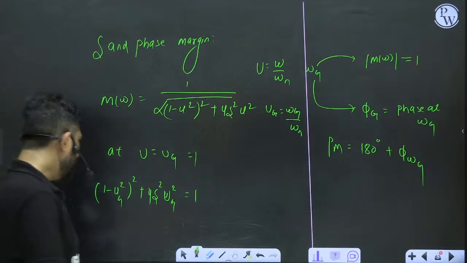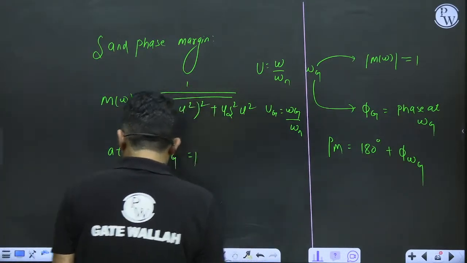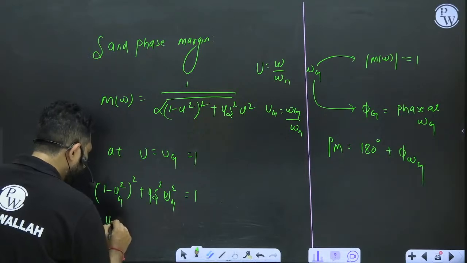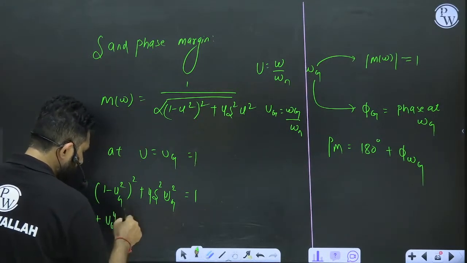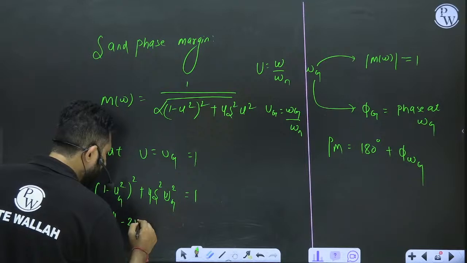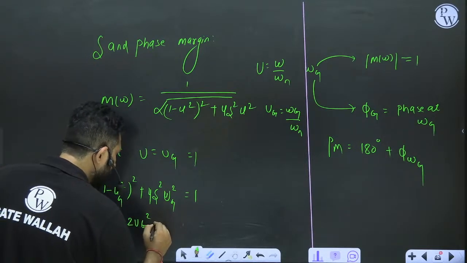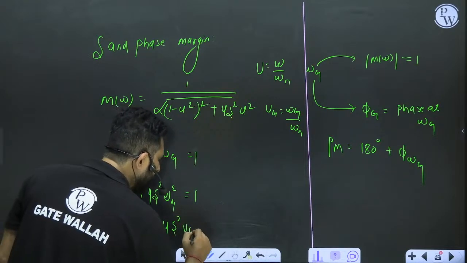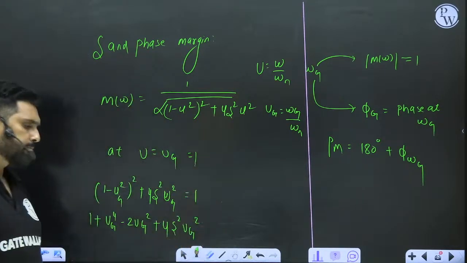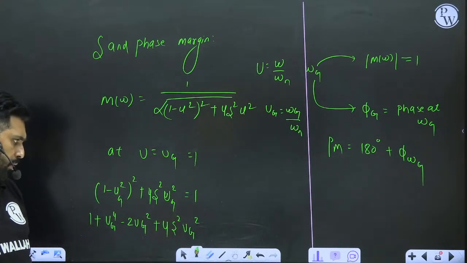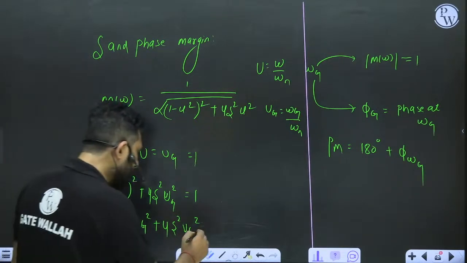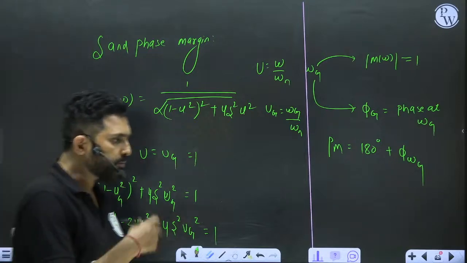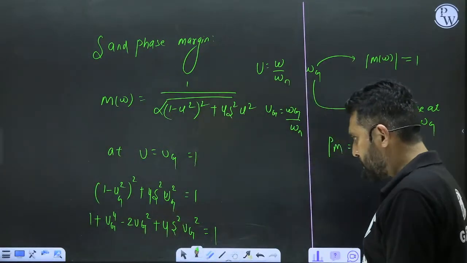When you solve just this one, it's 1 plus ug to the power 4 minus 2 ug square plus 4 zeta square ug square, which has to be equal to 1. I want ug so that we can find out the gain crossover frequency here.